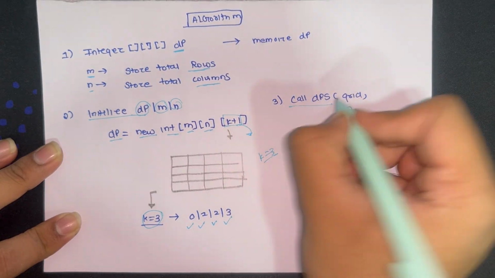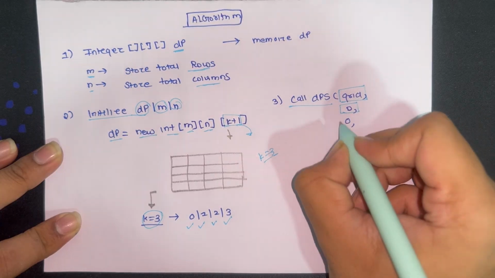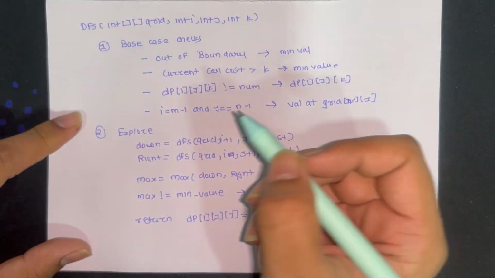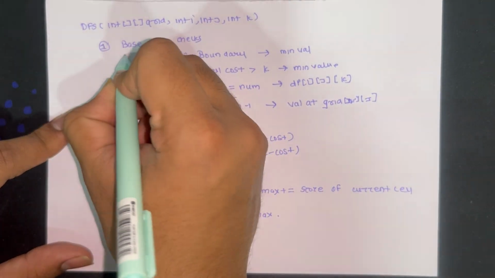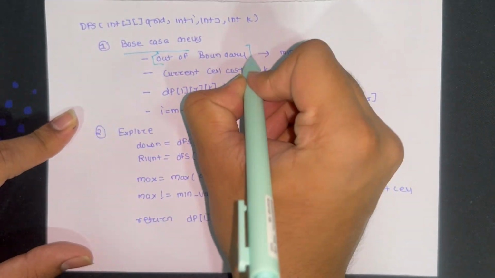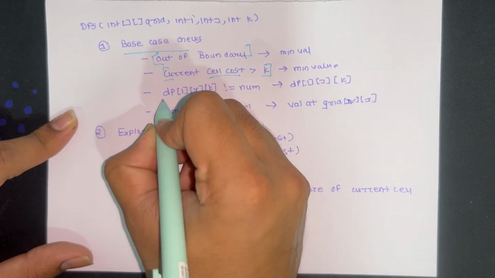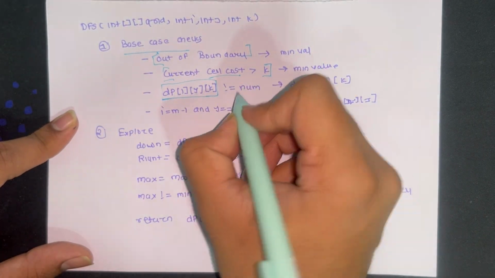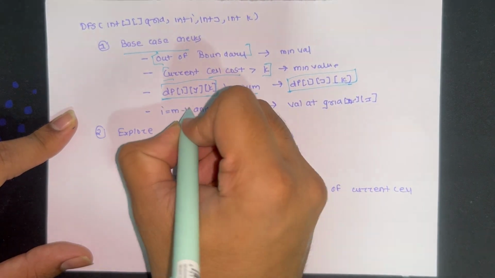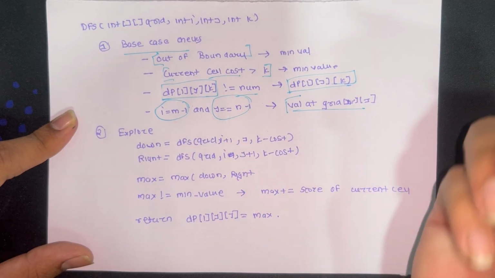In the next step, we'll call the DFS, passing our grid, the changing state for row, the changing state for column, and the changing state for cost. In the DFS function, first we check our base cases. As discussed: the outer boundary case, the case where the current cell cost is greater than k, and if the memoization is already filled, then just return it. If you have reached the final cell, just return the score at that cell.